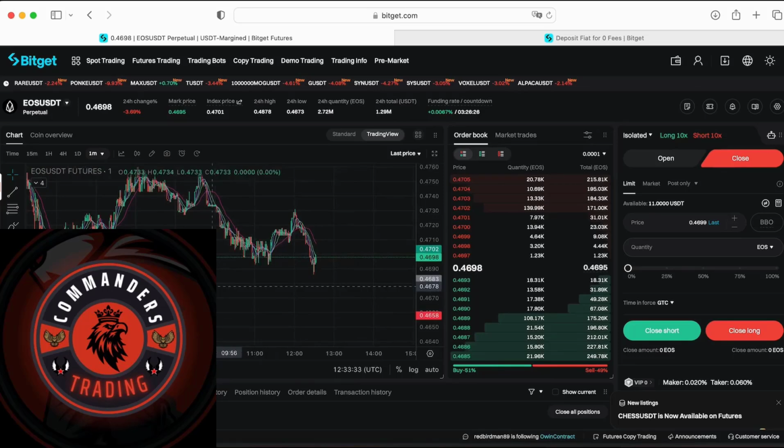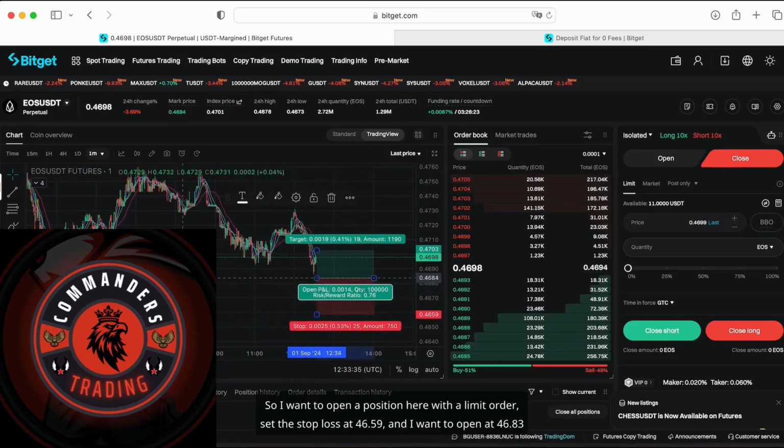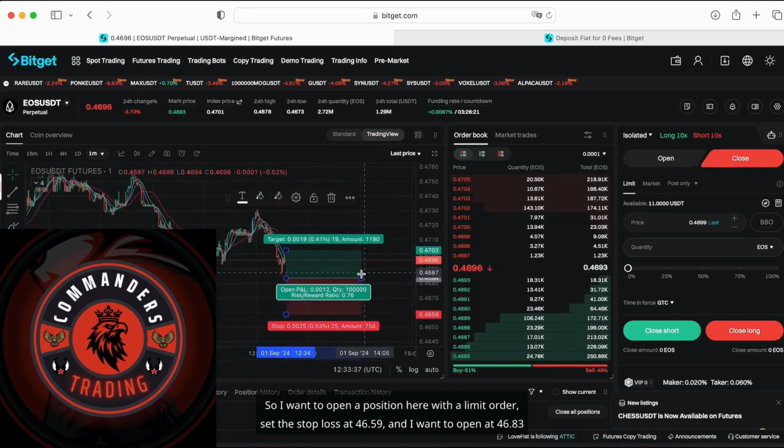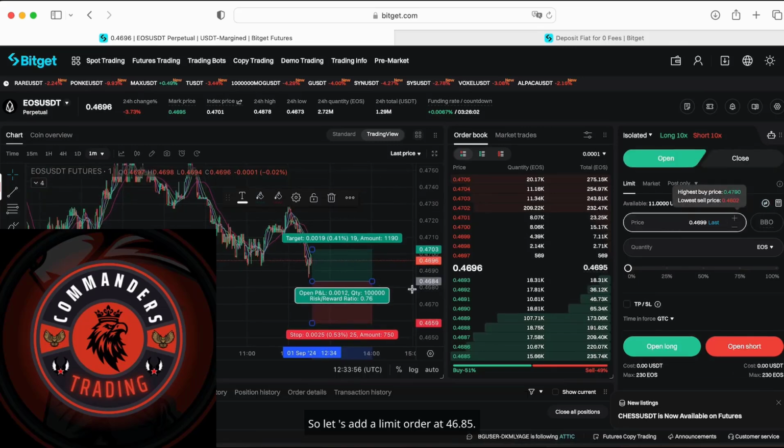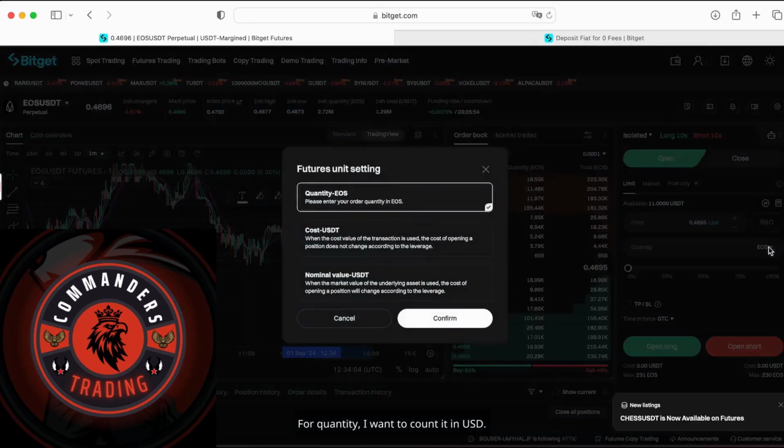This one. So I want to open a position here with a limit order. Set the stop loss at 46.59. And I want to open at 46.83. So let's add a limit order at 46.85. For quantity, I want to count it in USD.